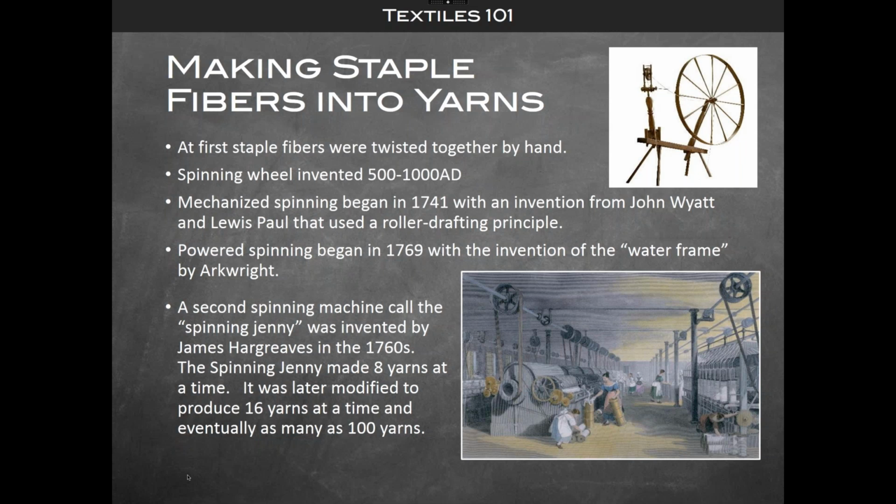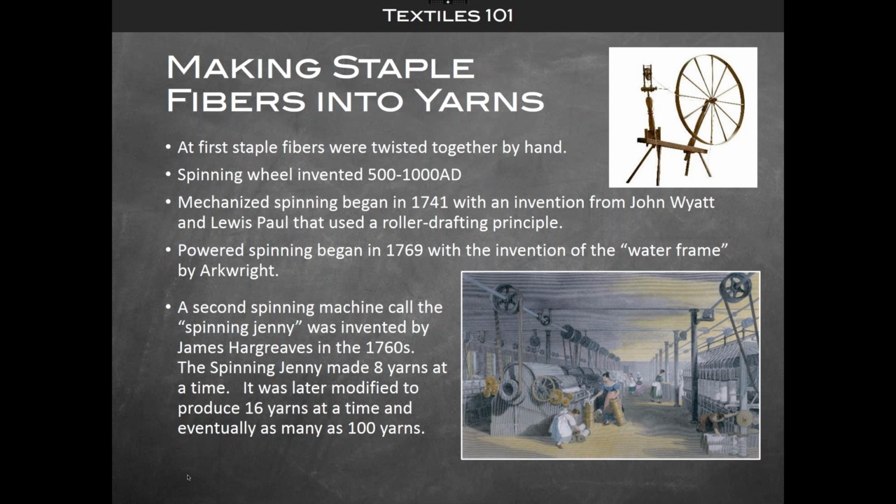So at first, staple fibers were twisted together by hand. It wasn't until 500 to 1000 AD that the spinning wheel was invented. So if you think about that for a minute, actually making yarns is relatively new here. As we get into the Industrial Revolution in the 1700s, that's really when textile manufacturing changed and went from something made by hand to much larger production scale.